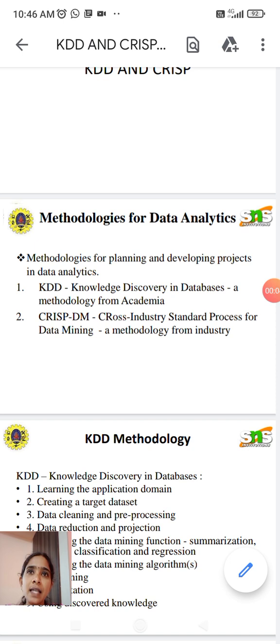Last class we discussed introduction to data analytics. Now we see the methodologies used for data analytics. There are two methodologies used for planning and developing projects in data analytics. First one is KDD, that is knowledge discovery in database. This methodology is mainly used for academic purpose. And second one is CRISP-DM, cross industry standard process for data mining. This methodology is mainly used for industrial purpose. We briefly discuss the KDD methodology.